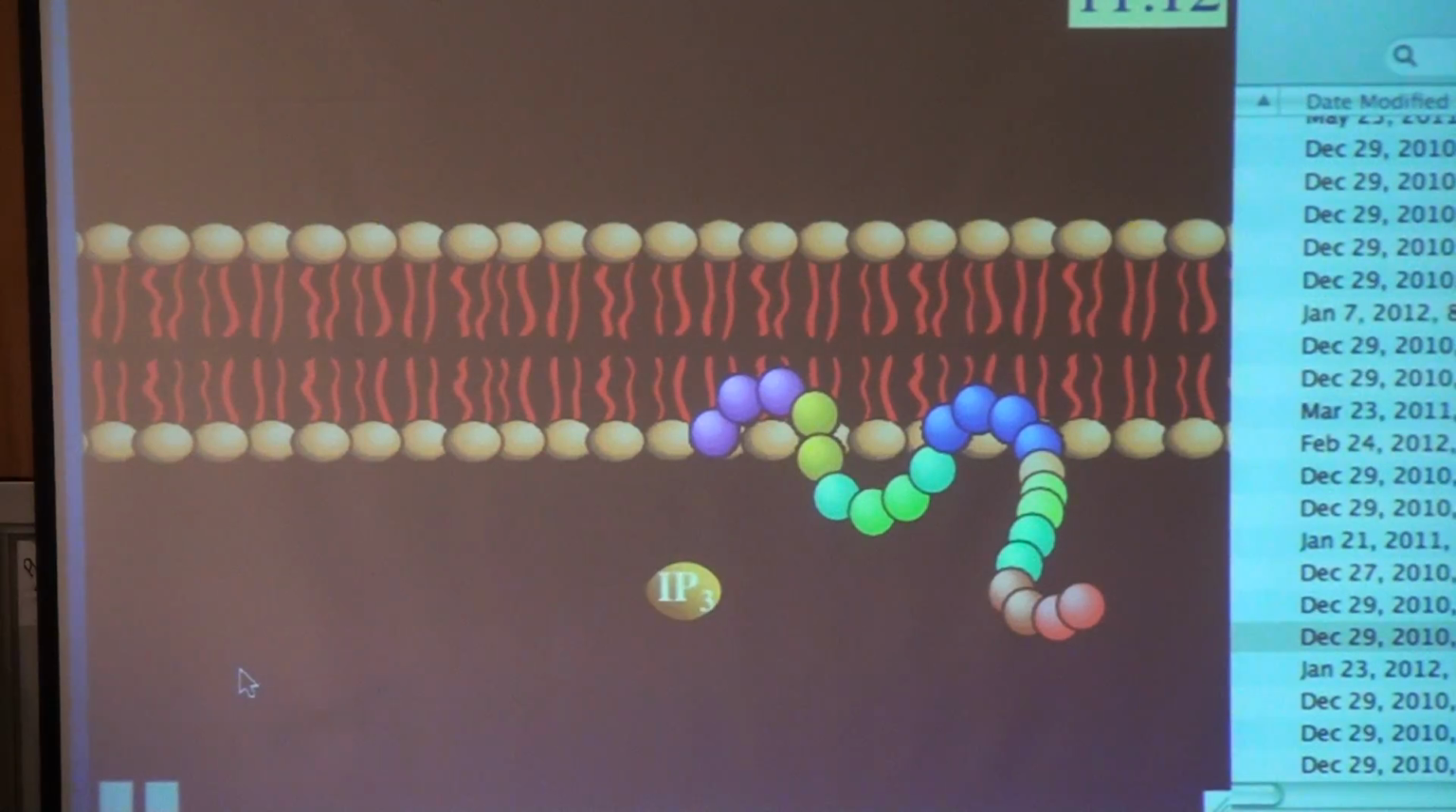That's called inositol triphosphate, or IP3 for short. And IP3, the inositol triphosphate, is also a second messenger. It's also a small non-protein molecule that's going to drift around inside the cell, diffuse around inside the cell.